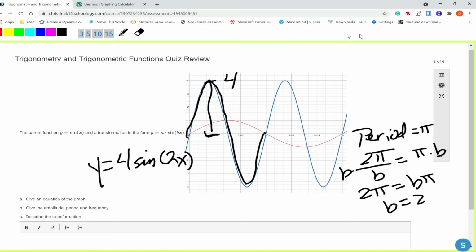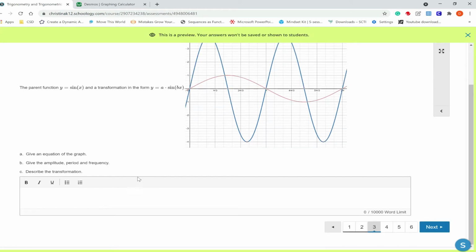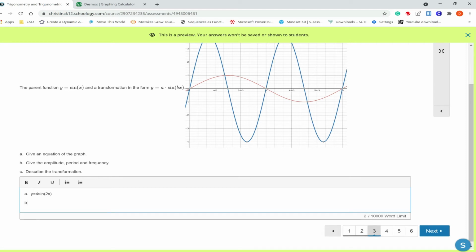Okay, so now we can start filling in our answer. For A, our equation will be y equals 4 sine of 2x. For B, amplitude would be 4. It's just the A value. Period would be pi. And we're done that one.